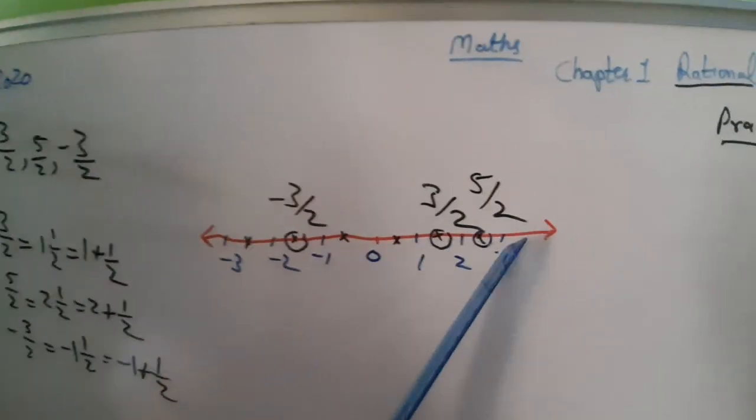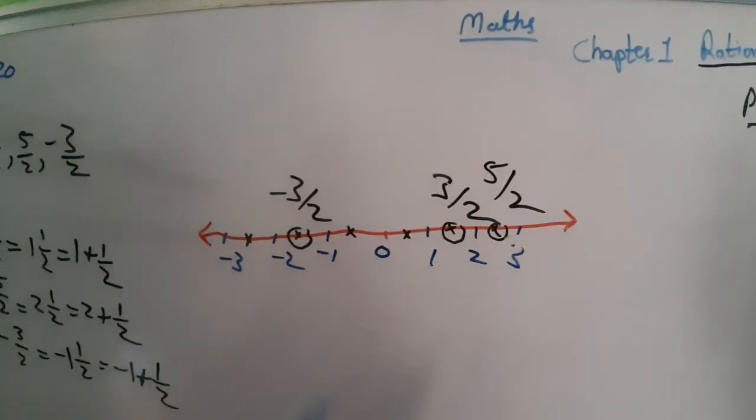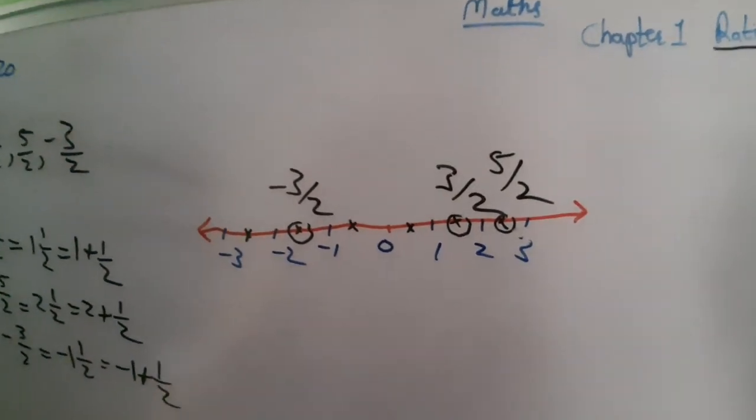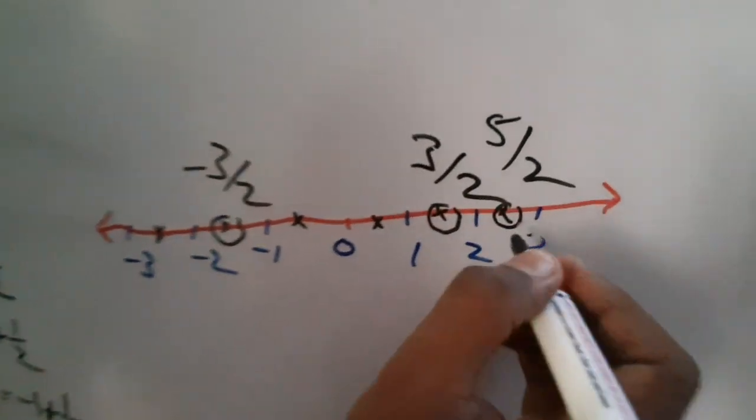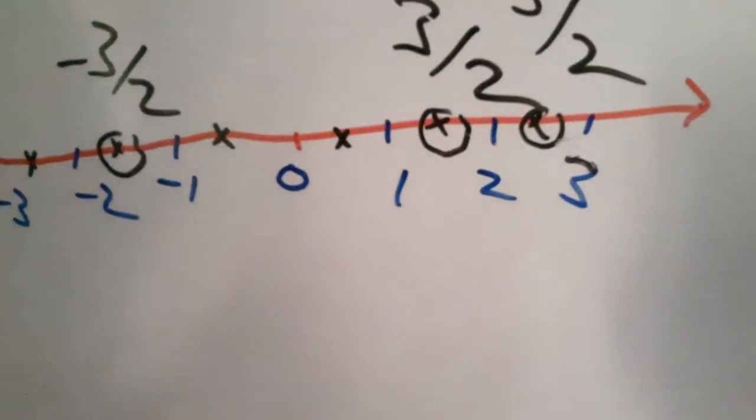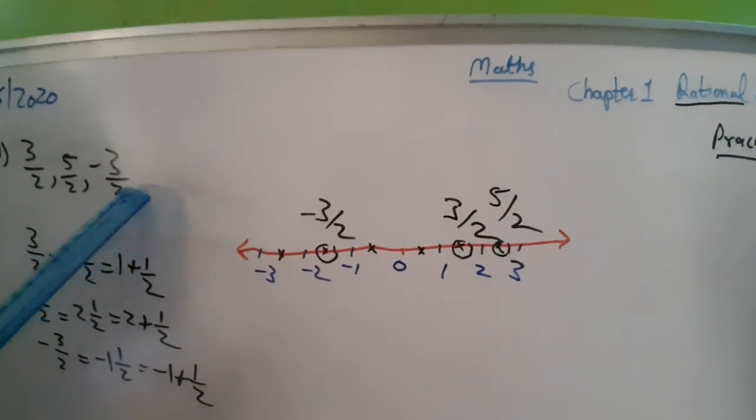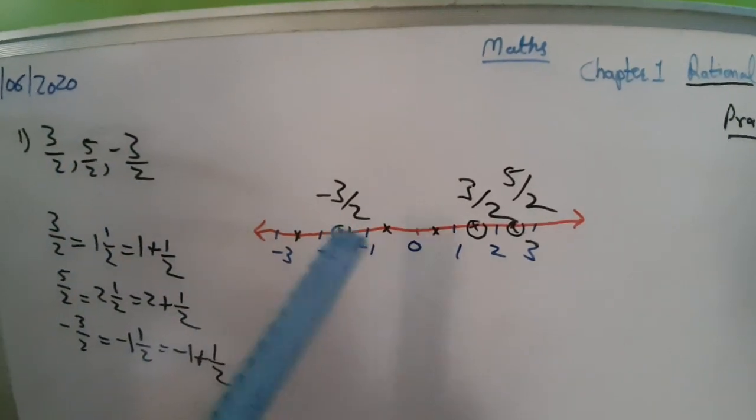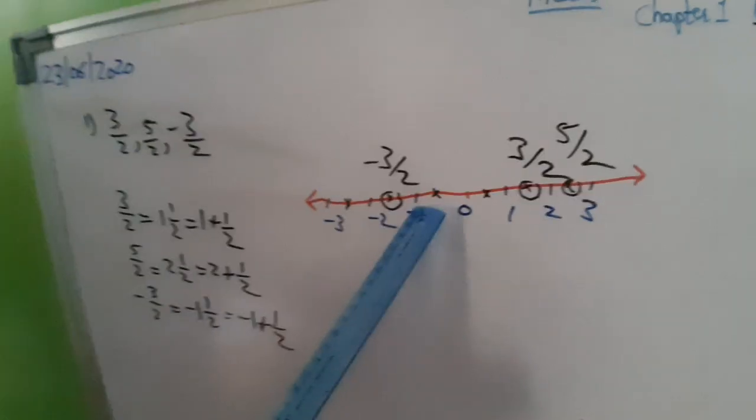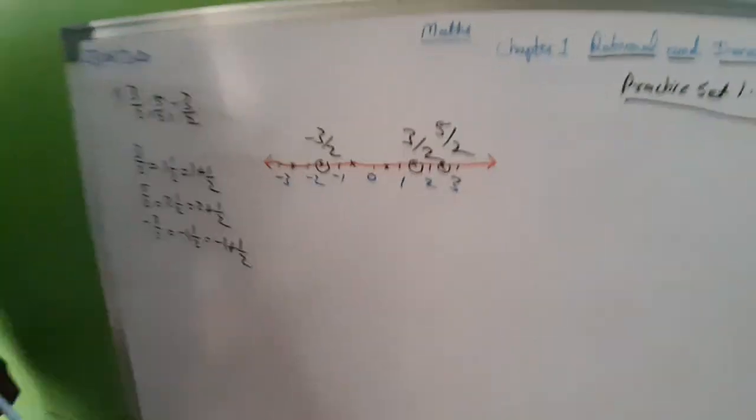After 2, in between 2 and 3, the point is here, children. Between 2 and 3, you got this point, 5 upon 2. But here, -3 upon 2 is negative. The left side of this, between -1 and -2, here. This way, you plotted this number.